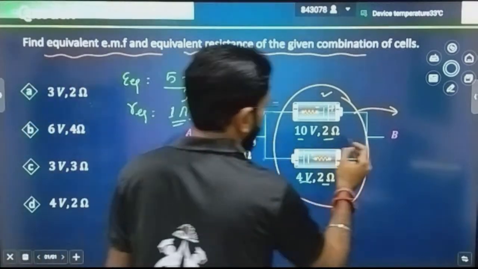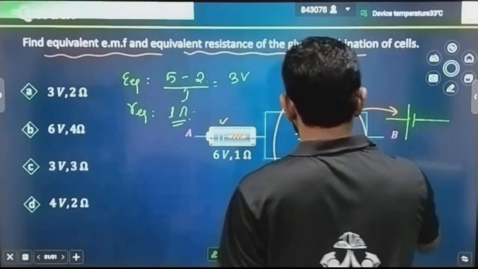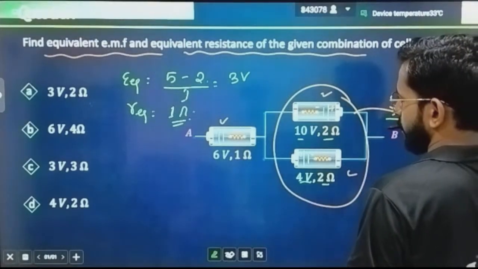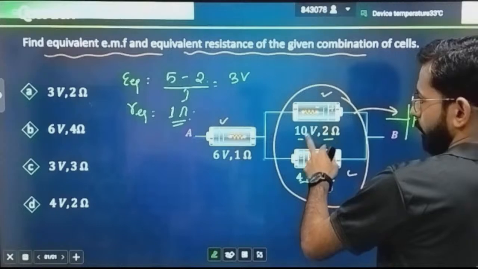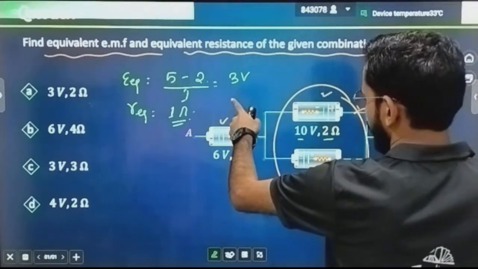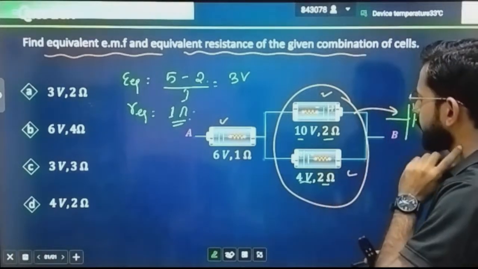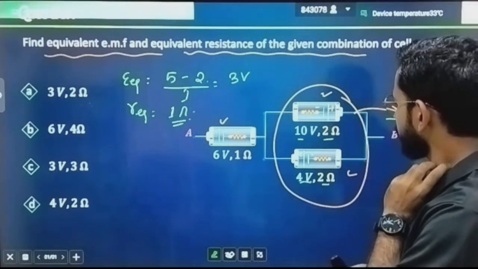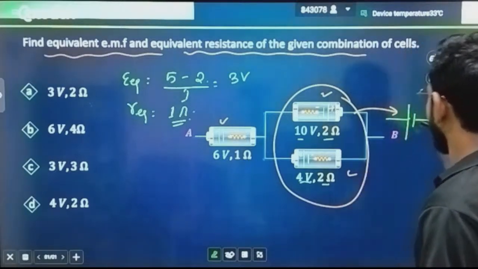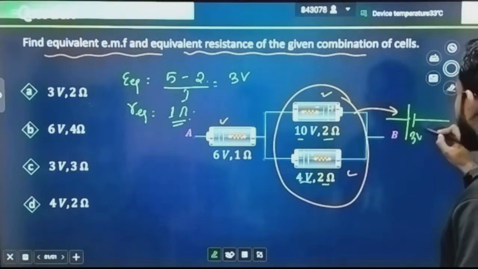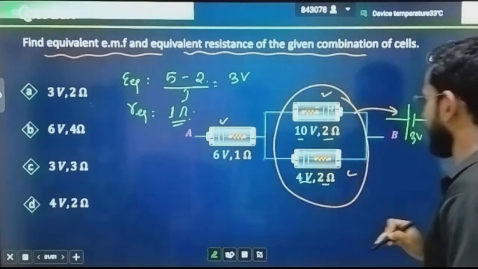That means effectively for this circuit I can draw a battery of the one that is in majority, this one is in majority. This is 3 volt, correct? So here it will become 3 volt, and the effective resistance that you have calculated is equal to 1 ohm, correct?